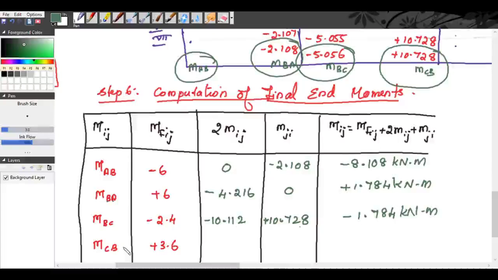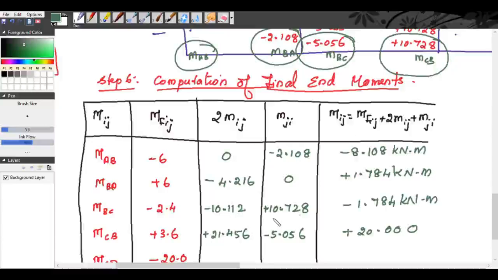Now MCB. Small mIJ means small mCB. Small mCB is plus 10.728 multiplied by 2, you get plus 21.456. JI means small mBC. Small mBC is minus 5.056. So adding all this, plus 3.6 plus 21.456 minus 5.056, you get plus 20.000.